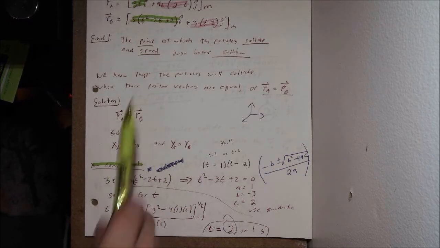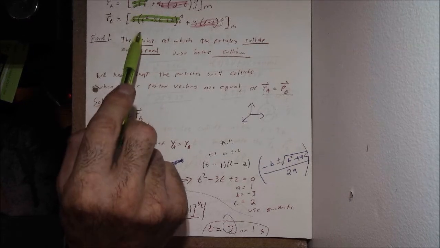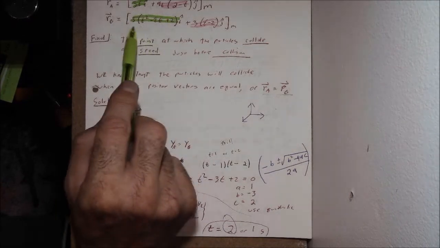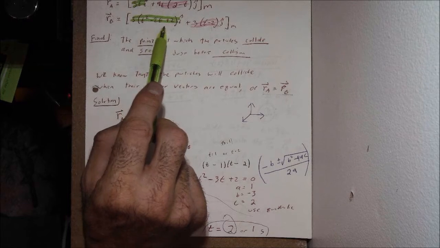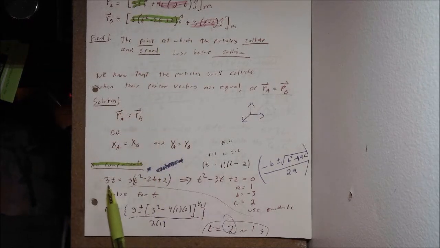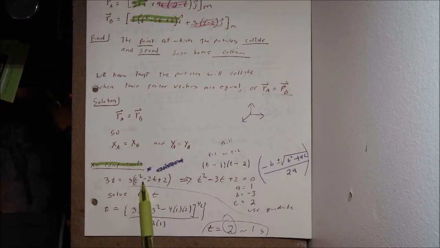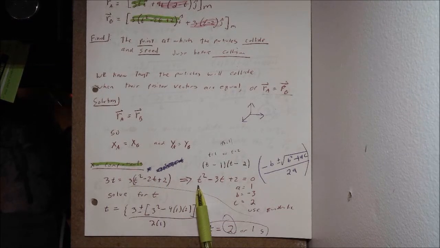But let's just take a look at x. I highlighted this in green, color-coded it here, so 3t is equal to 3 times (t squared minus 2t plus 2). Plug that in down here. I can distribute this 3, move this over, reduce and simplify, and I end up with t squared minus 3t plus 2 is equal to 0.